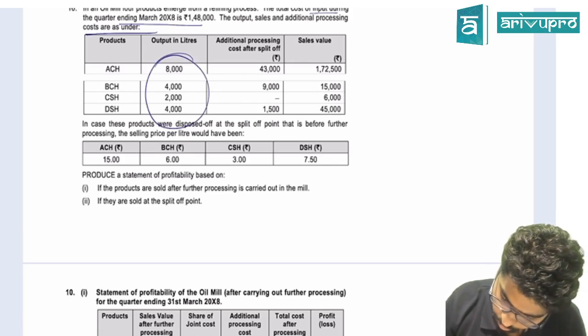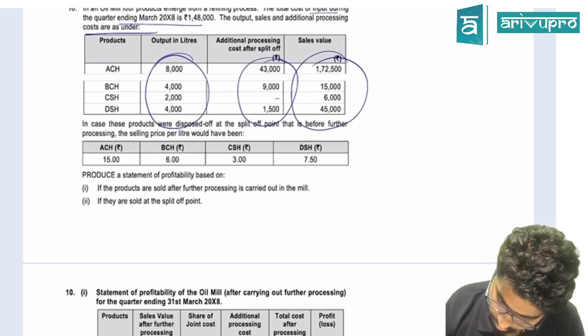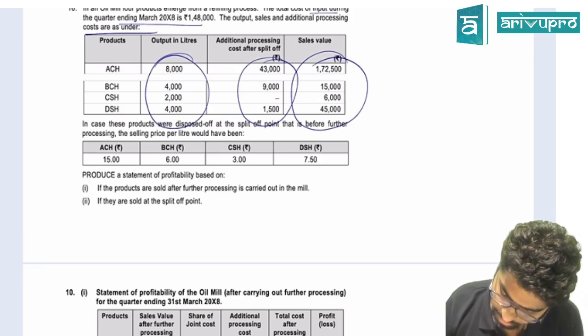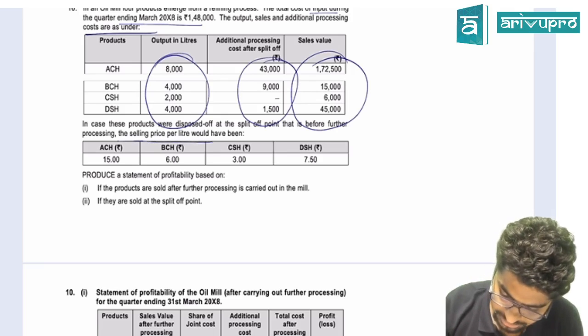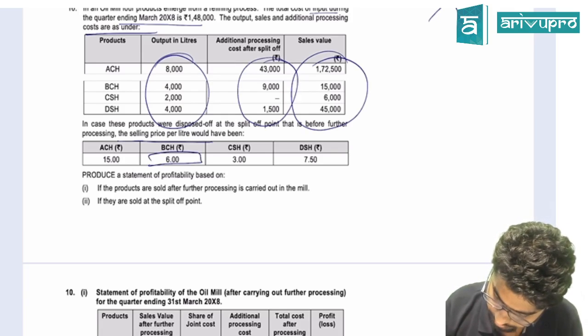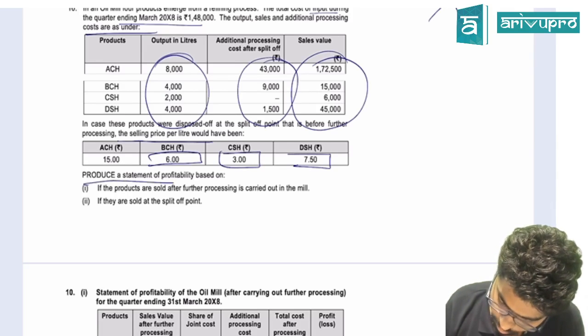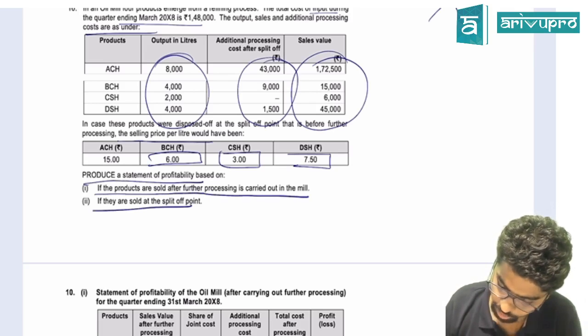You have outputs, you have additional process. These products were disposed of at the split off point, that is before further processing the selling price would have been. So that means after the split only, if you don't sell, you would have got this much. So produce the statement of profitability if the products are sold after further processing is carried out, if they are sold at the split off point.